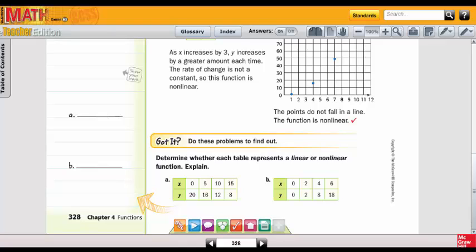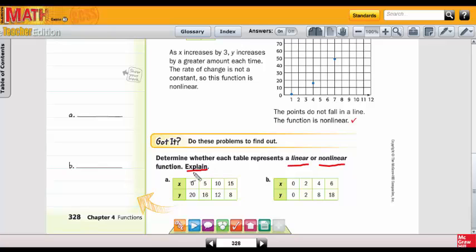Here are your solutions to 4-7. These are the letter problems. So we'll start with letter A. It asks us to determine whether each table represents a linear or a nonlinear function, and then to explain it.